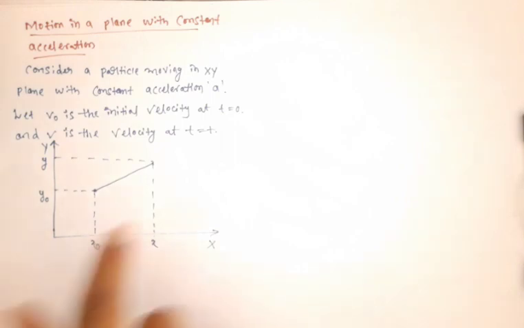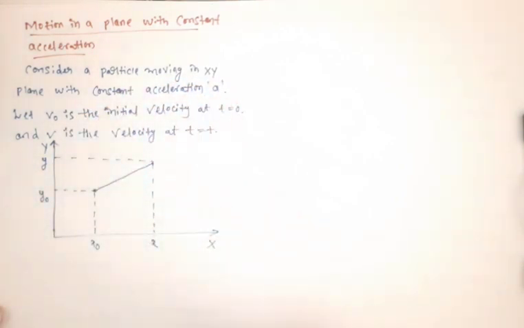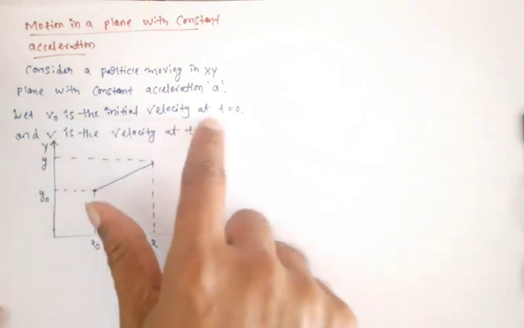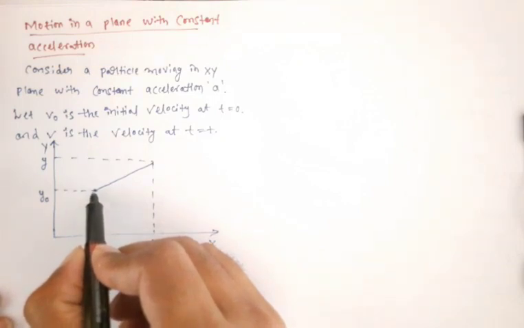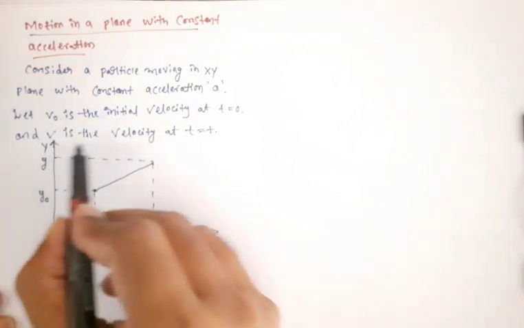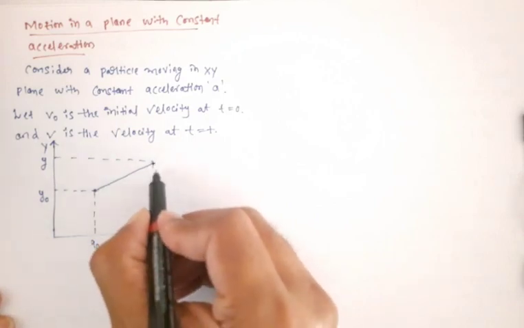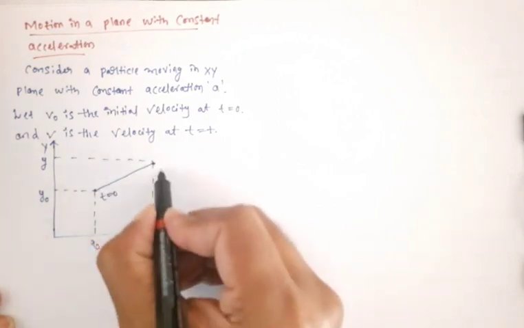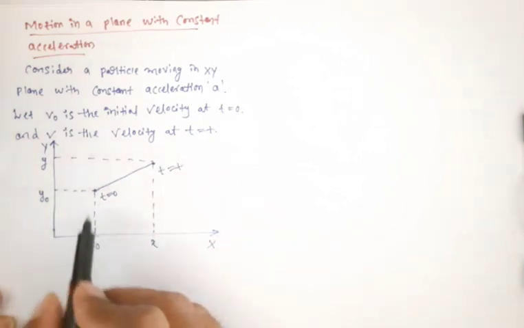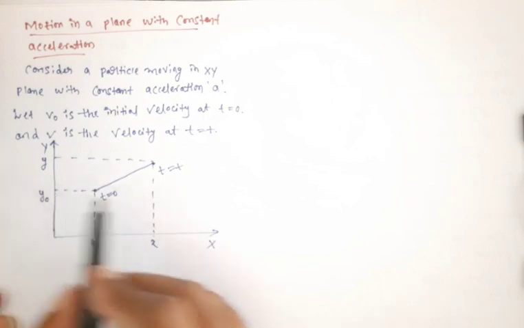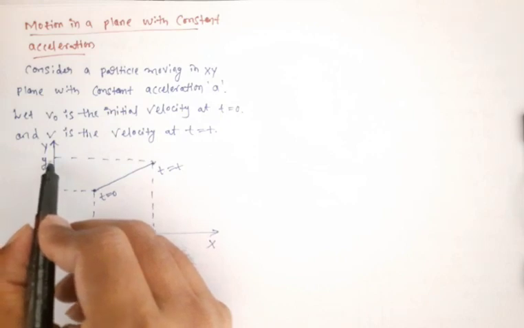So for that, what are we doing? Consider a particle moving in the xy plane with constant acceleration a. What are we calling the particle's acceleration? We call it a. Let v0 be the initial velocity at time t equal to 0. Let us assume the particle is starting here. Here the particle velocity is v0 and let v be the velocity at time t equal to t. The particle moves from here to here in time t. So this is the time t equal to 0. This is the time t equal to t. And the initial position is x0, the x position is x0, the y position is y0. After some time t, the x coordinate is x and the y coordinate is y.